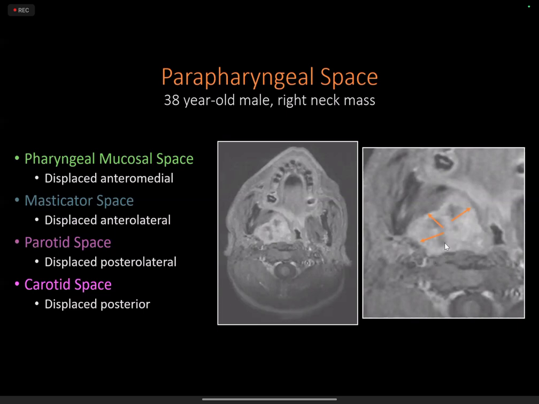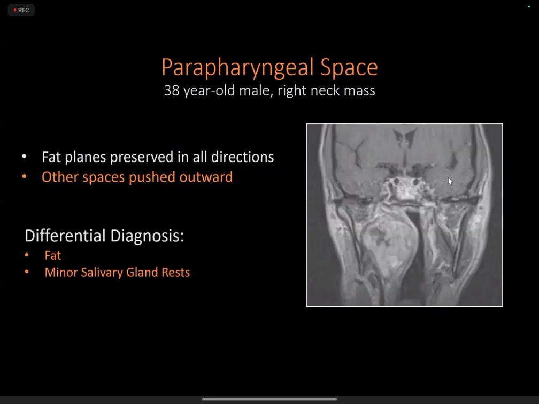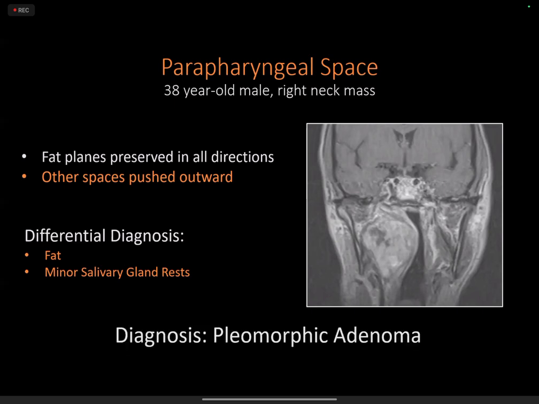Here's a zoomed-in image that really demonstrates exactly what I just spoke about. Let's zoom in on the coronal image right here, and you can see that for this lesion within the parapharyngeal space, the fat plane really is preserved in all different directions. All the other spaces are pushed outwards. When you're trying to think of a differential diagnosis, think back to what is contained within this space: fat and minor salivary gland rests. This lesion was biopsied and it came back positive for pleomorphic adenoma of minor salivary gland origin.